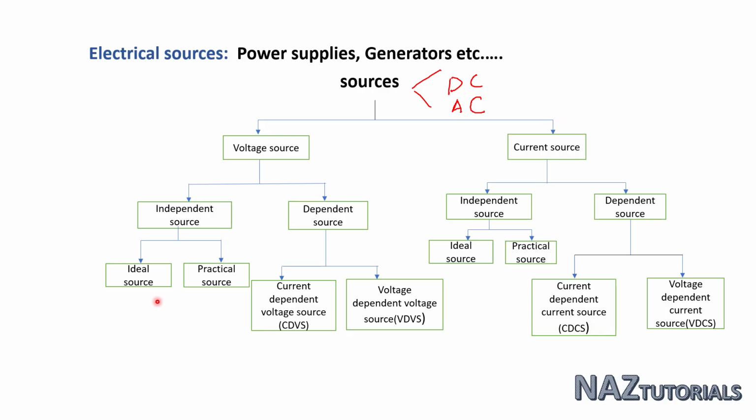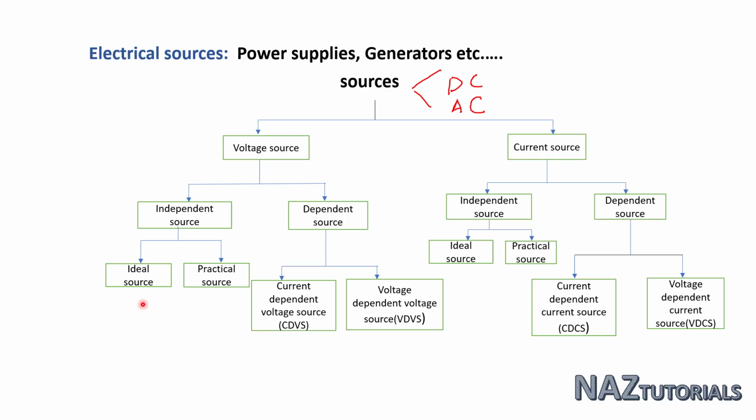For dependent sources, the source values depend upon circuit values. That means if it is voltage dependent, then this source voltage will depend upon the voltage of some other circuit element, or if it is a current dependent source, then its value will depend upon the current in some circuit element. So independent sources do not depend on circuit values, and dependent sources depend upon circuit values.